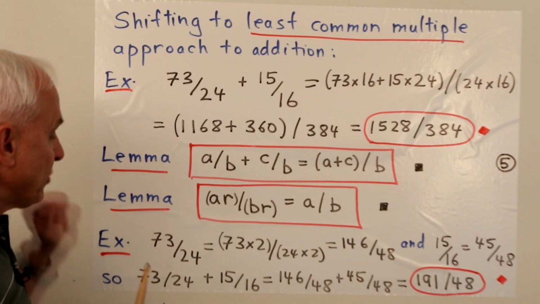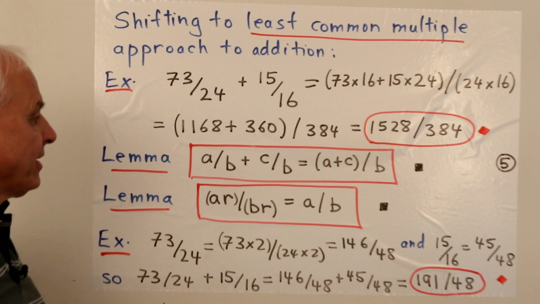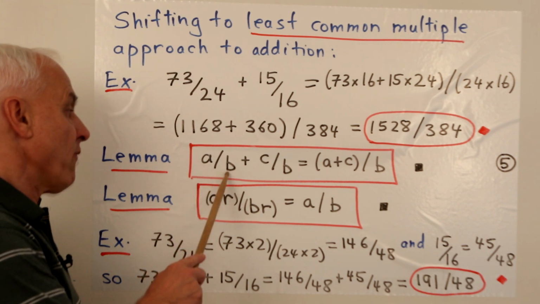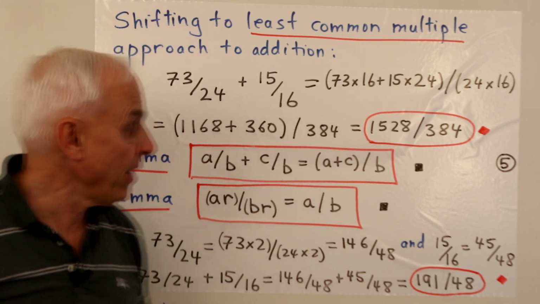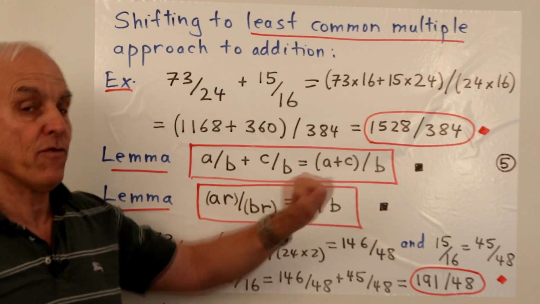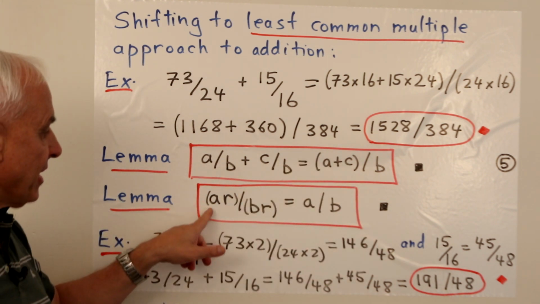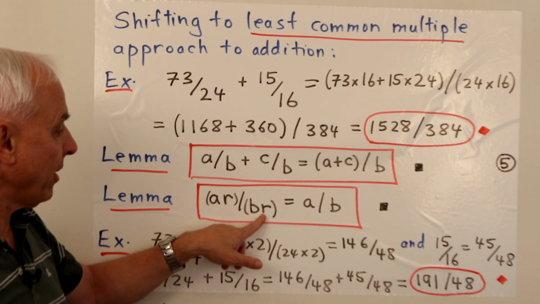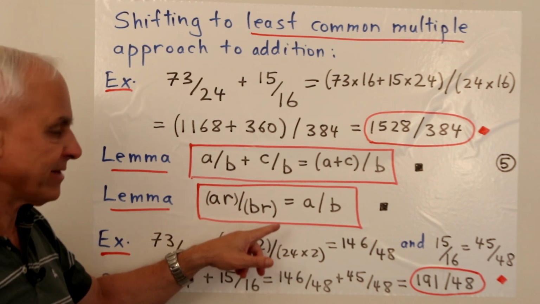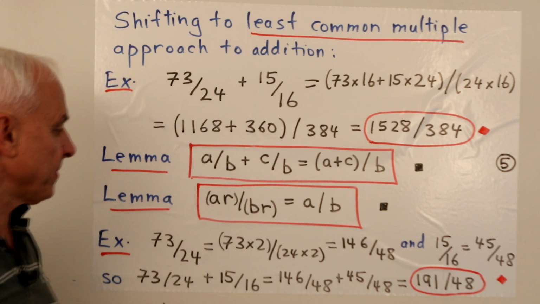Now, let's just observe some additional little lemmas, okay, that help us to do arithmetic with fractions. So if we have a fraction a over b and we add another fraction c over b, then we get a plus c over b. You can check that. And another one, if you have a times r over b times r, well, the common factor of r cancels, as we've seen already in our previous video, and you just get a over b.